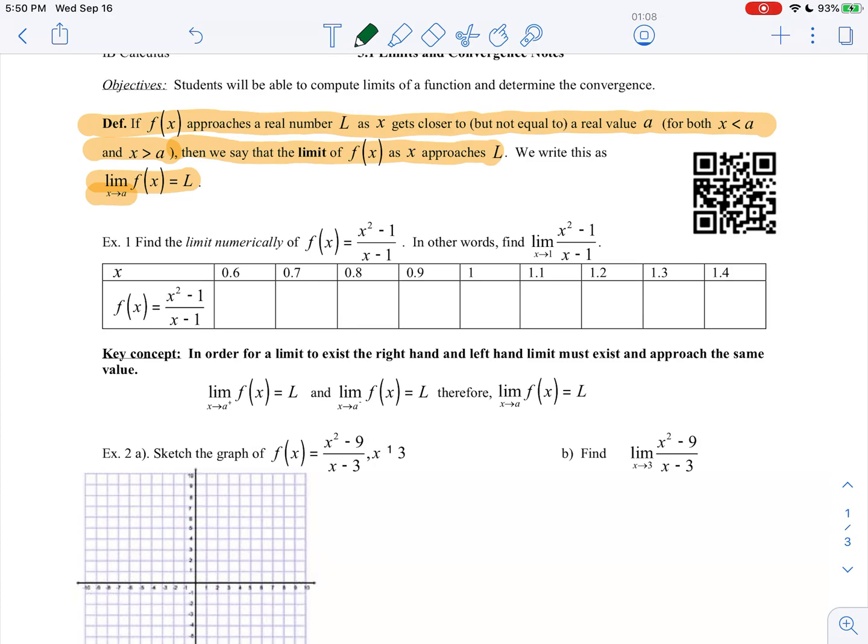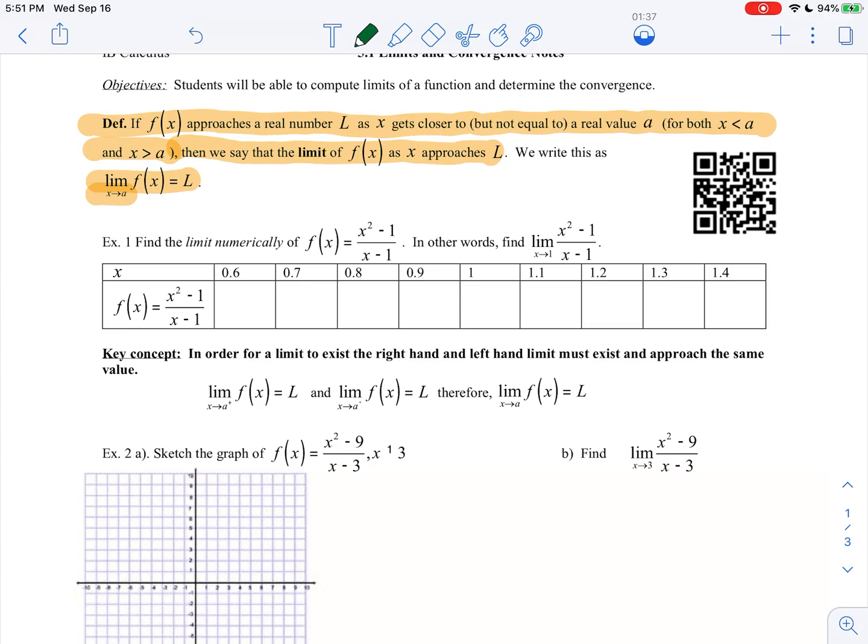All right, so the first method for limits is to find limits numerically. And that's actually what we did in chapter 4 with our rational functions. One of our methods was to do it numerically. Numerically means you set up a table and you choose values from the left-hand side of that x value and values from the right-hand side.